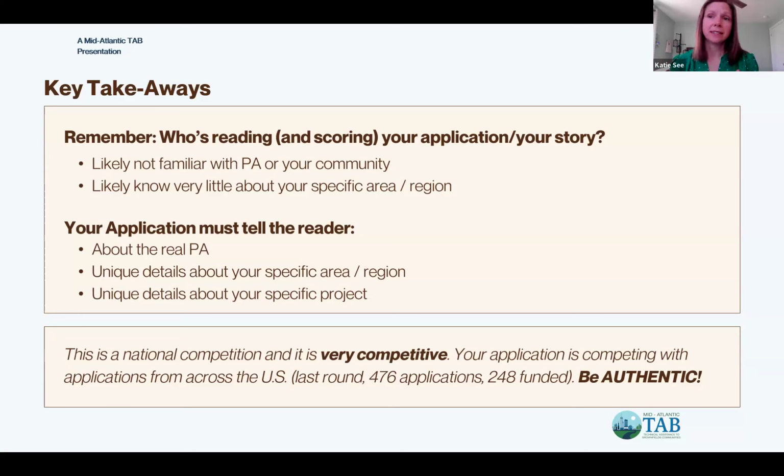So remember, this is a national competition. It's very competitive, and your application is going into a mix with applications from all across the country, and you need to be authentic. This should read as a very compelling application, so that those reviewing it, as long as it's written well, have their attention grabbed for why they would choose it. That's what you're going for. So be authentic and make sure you're choosing an opportunity to stand out.